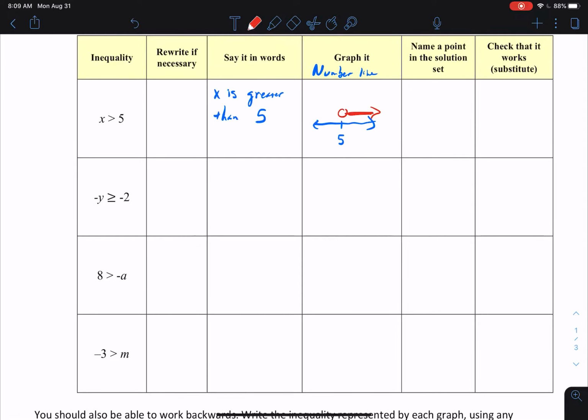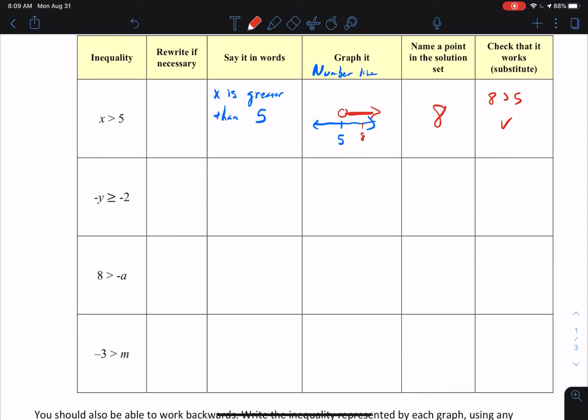Next, name a point in the solution set. I'm just going to pick 8. You can pick whatever you want, but I'm going to pick 8, and I'm going to check that that works. So for x, I'm going to plug in 8. Is 8 bigger than 5? Yes, it is. Therefore, we're good to go. Okay, what about the next one?